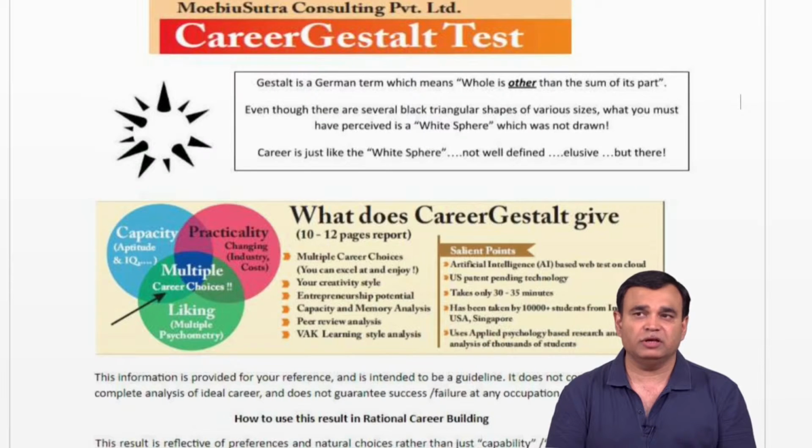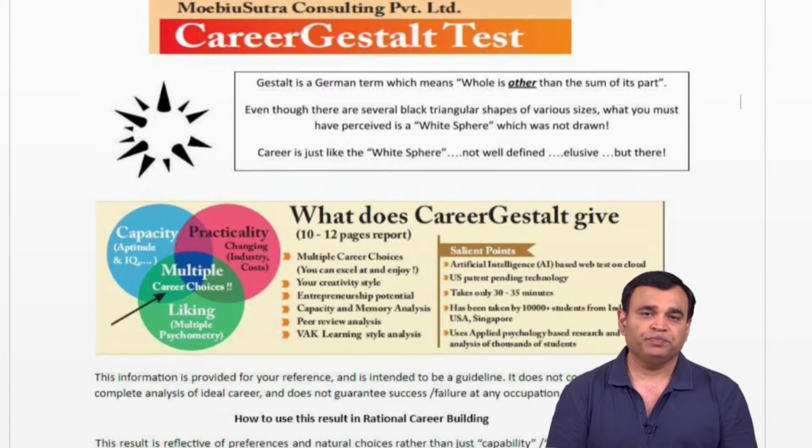So the blue circle is about capacity, where you have lots of aptitude tests, various IQ tests, capacity related assessments. The other circle is the red, which is practicality, and it means there are a lot of changing industry scenarios. There is cost involved. There are factors such as if the particular career gives you financial stability, does it require family support, etc. And then the last one is the green one, which is the liking circle, and there we have multiple psychometry tests.